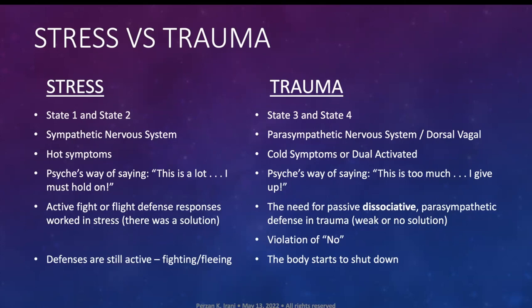Stress is the psyche's way of saying, this is a lot, I must hold on. Trauma is the psyche's way of saying, this is too much, I give up. In stress, active fight or flight defensive responses work. There was a solution: you made it to your pickup truck, opened the door, got in, got away. In trauma, there's a need for passive, dissociative, parasympathetic defense, with a weak or no solution. I'm going to play dead and maybe the animal will get distracted. Trauma involves a violation of no. You're overwhelmed, your boundaries have been breached.